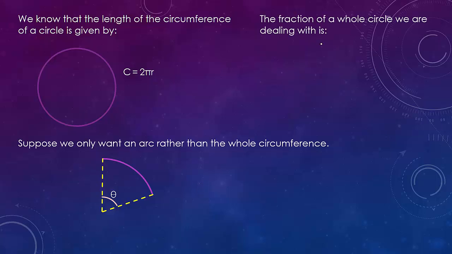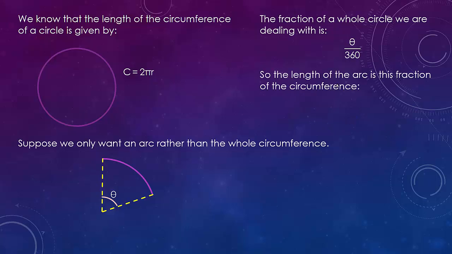The fraction of a whole circle we are dealing with is theta out of 360. Remember, the whole circle goes around 360. This one just goes around theta. So as a fraction, that's theta over 360.